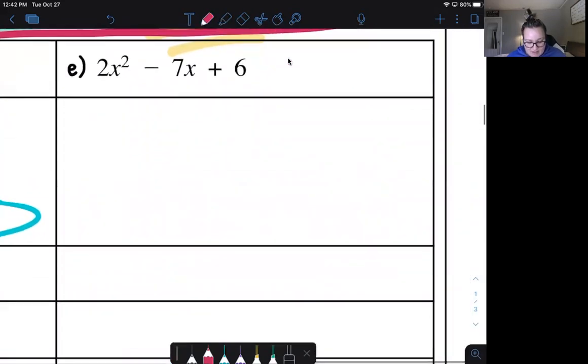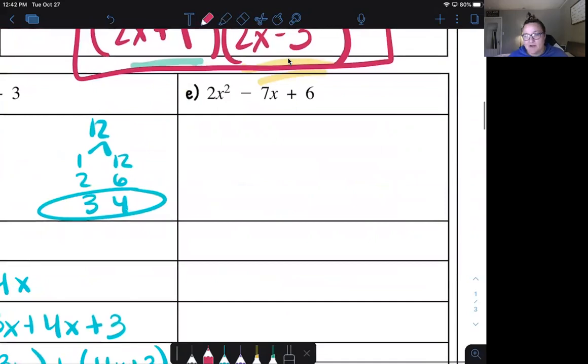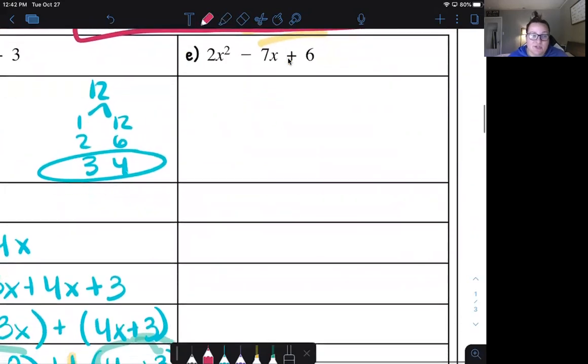All right, and last but not least, 2x squared minus 7x plus 6. Go ahead and give this one a shot and press pause and press play when you're ready to check your work.